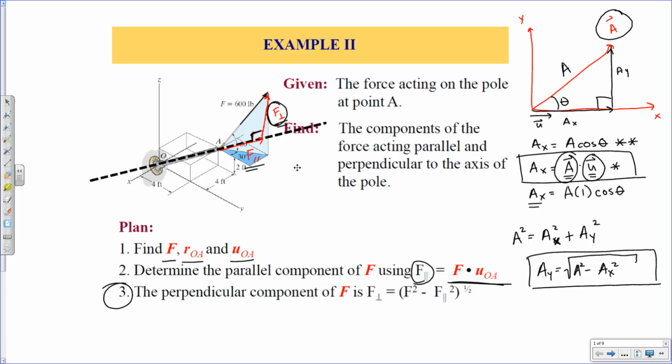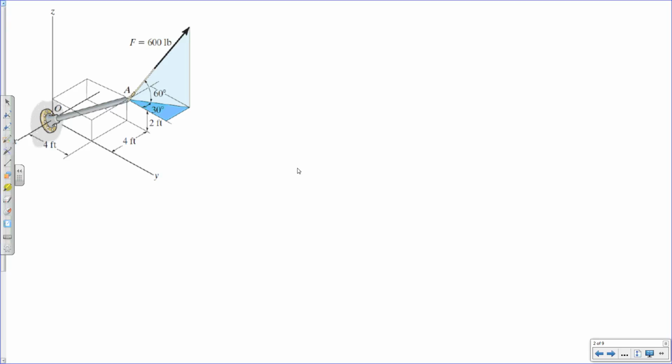Now that we have the plan, now that we understand the plan, let's just start working through this and get an answer already. Okay, first thing we need to do is determine our force in terms of components.